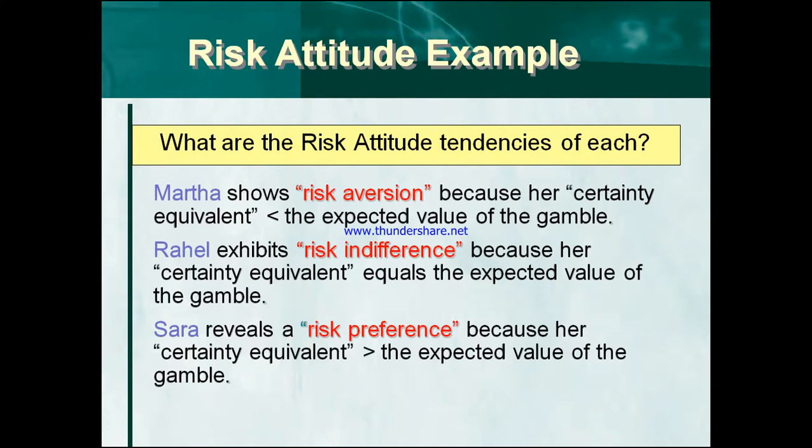What is the risk attitude tendency of each? Martha shows risk aversion because her certainty equivalent is less than the expected value of the gamble. Ryan exhibits risk indifference because her certainty equivalent equals the expected value of the gamble. Sarah reveals risk preference because her certainty equivalent exceeds the expected value of the gamble. So these are the risk attitude tendencies for each of the individuals.